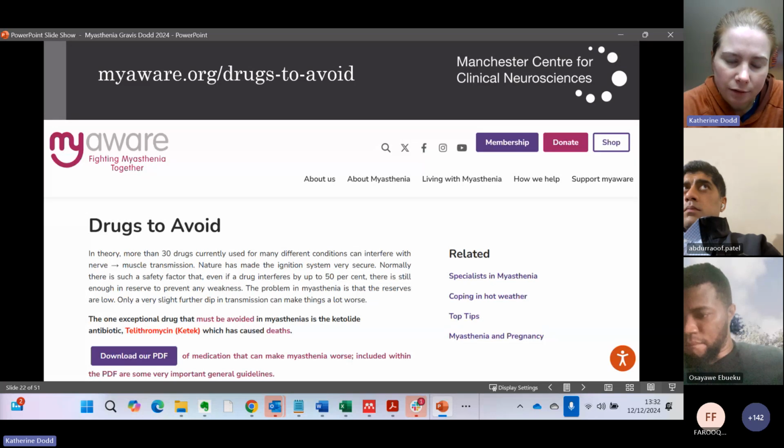There's a lot of antipsychotics that we need to be careful of. And most recently, there's been an MHRA thing about statins, but our approach is that most people are absolutely fine with statins. Statins are important. Try them. If the myasthenia gets worse, then fine, stop them.